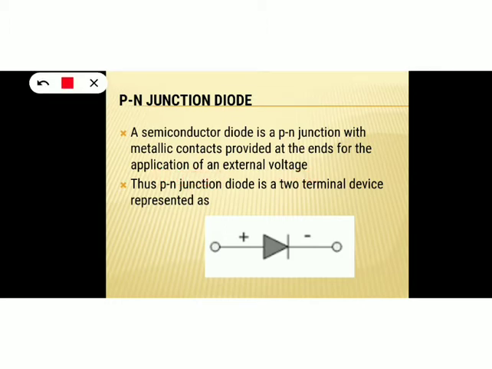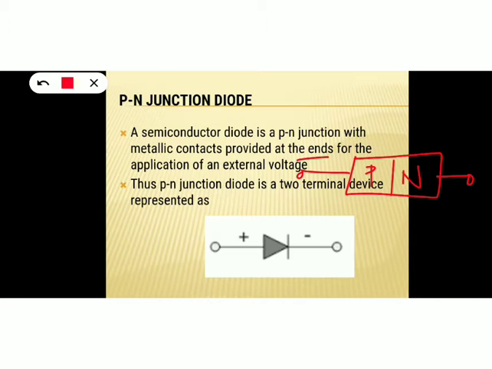If you consider a PN junction like this, see, this is a PN junction, isn't it? And if you provide metallic contacts on either side of the PN junction like this, it forms a diode. So a PN junction with metallic contacts provided at either end will be a PN junction diode, and on these metallic contacts we will apply the external voltage.